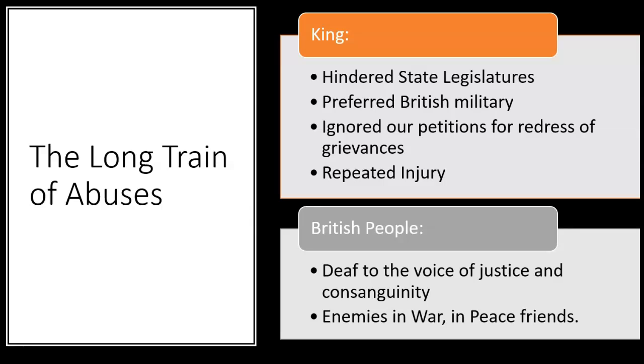Every time that the king has done something, the colonies have tried to redress that grievance. So they have voted together in their legislature to ask that the king would fix this particular problem that they're facing. And instead of doing something about it, he would ignore it. And so that's another way in which the king has offended the citizens of the colonies. He has ignored our petitions for redress of grievances.